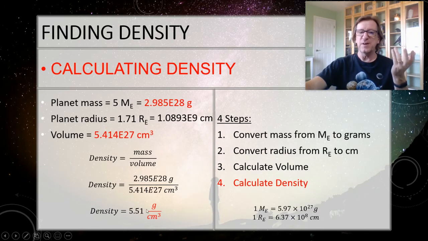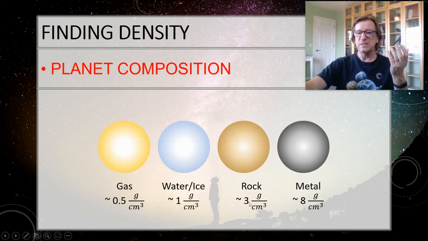Well, we got 5.51. So that means it's between 3 and 8. It's going to be somewhere in here. So that tells me that my planet must be made out of rocks and metals. Do you see how that works?